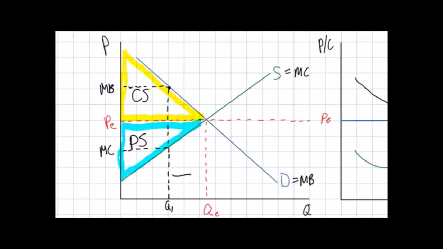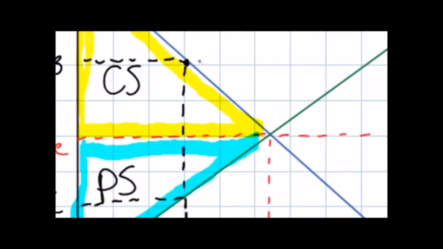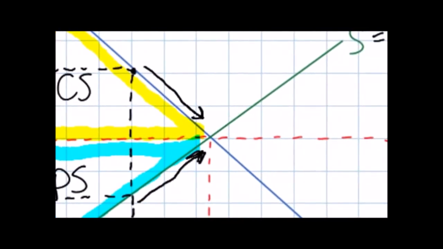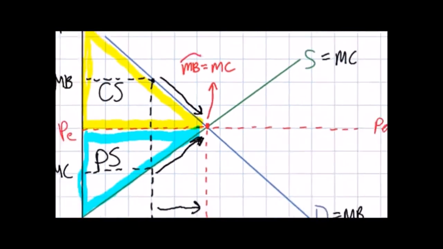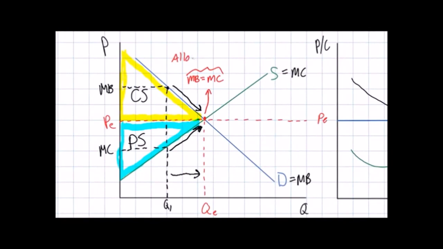If we produced at QE, the marginal benefit would diminish due to the law of diminishing marginal utility. We would see that the additional benefit consumers get from more and more output of this good would decline. However, the marginal cost would increase to producers due to the law of diminishing marginal returns. Producers' marginal costs would rise, and the two would converge on the equilibrium point. So only right here at our equilibrium point is the marginal benefit enjoyed by consumers of the good equal to the marginal cost imposed on producers of the good. This is the allocatively efficient level of output.